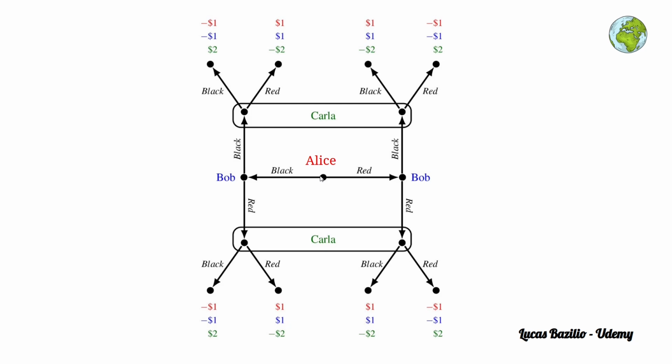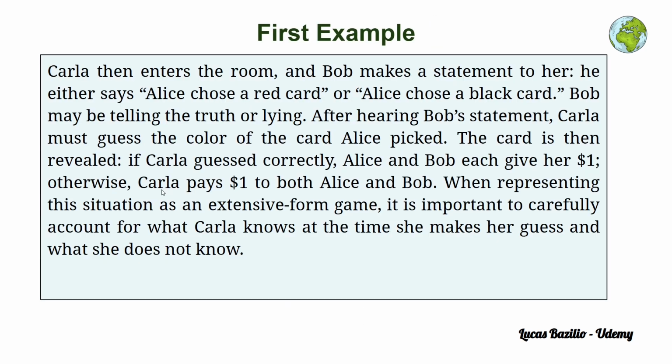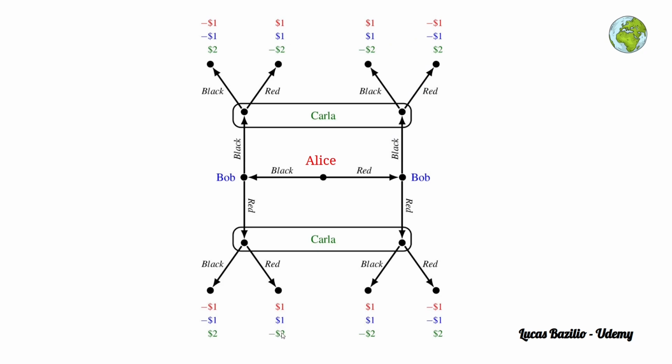In this case, Alice chooses a black card, Bob decides to lie, and then Carla here guesses the red card. So in this case, notice how Carla did not guess correctly, so she must pay $1 to both Alice and Bob. So in this case, Carla's utility is going to be -2. She pays $2. Bob's utility is $1. He earns $1 from Carla. And also Alice's utility is $1, as she also earns $1 from Carla.